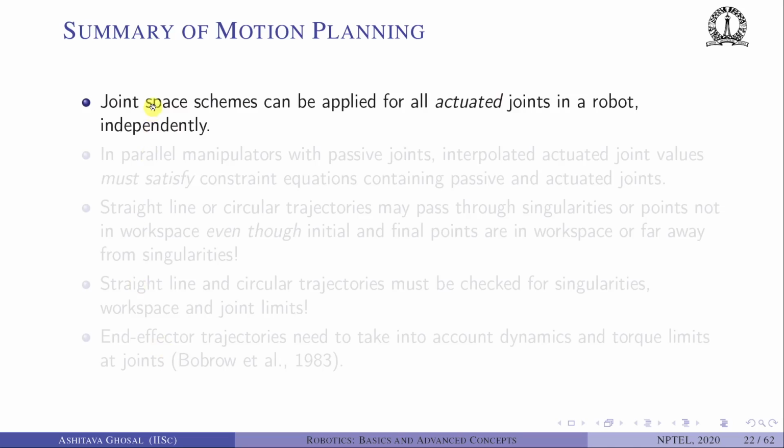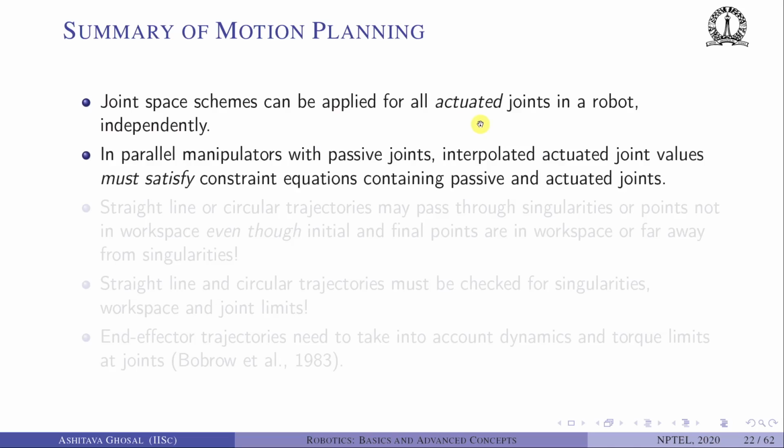So in summary, the joint space schemes can be applied for all actuated joints in a robot independently. When I'm planning the trajectories for theta 1, I don't need to worry about what is happening to theta 2. In parallel manipulators with passive joints, interpolated actuated joint values must satisfy the constraint equation containing passive and actuated joints. This is important to check.